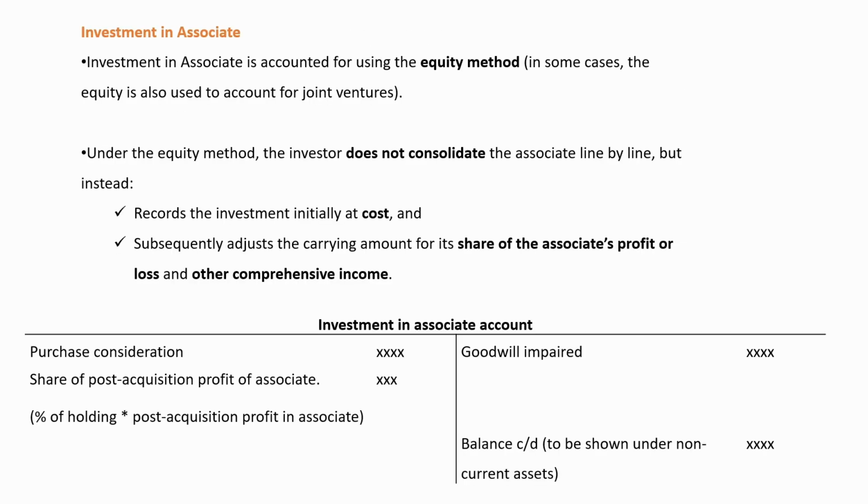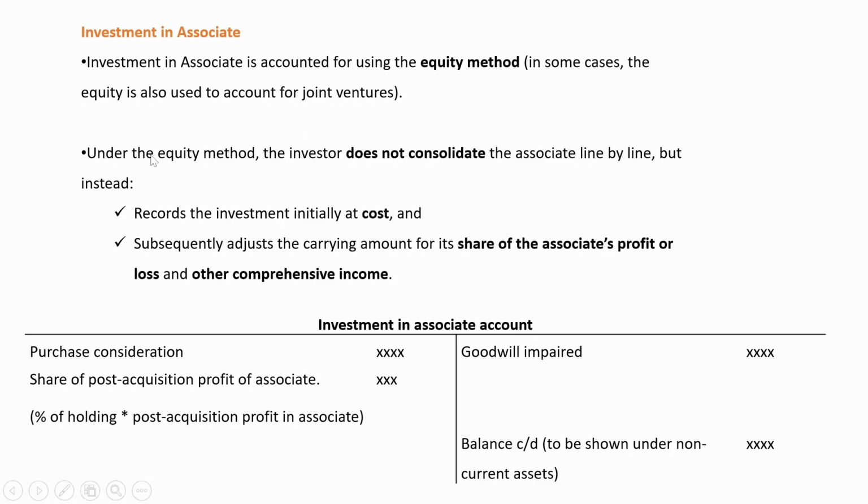Next, we have investment in associate. So this is how we account for investment in associate. Investment in associate is accounted for using the equity method. And in some cases, the equity method is also used to account for joint ventures. So if you know how to account for associates, you can also account for joint ventures using the same equity method.